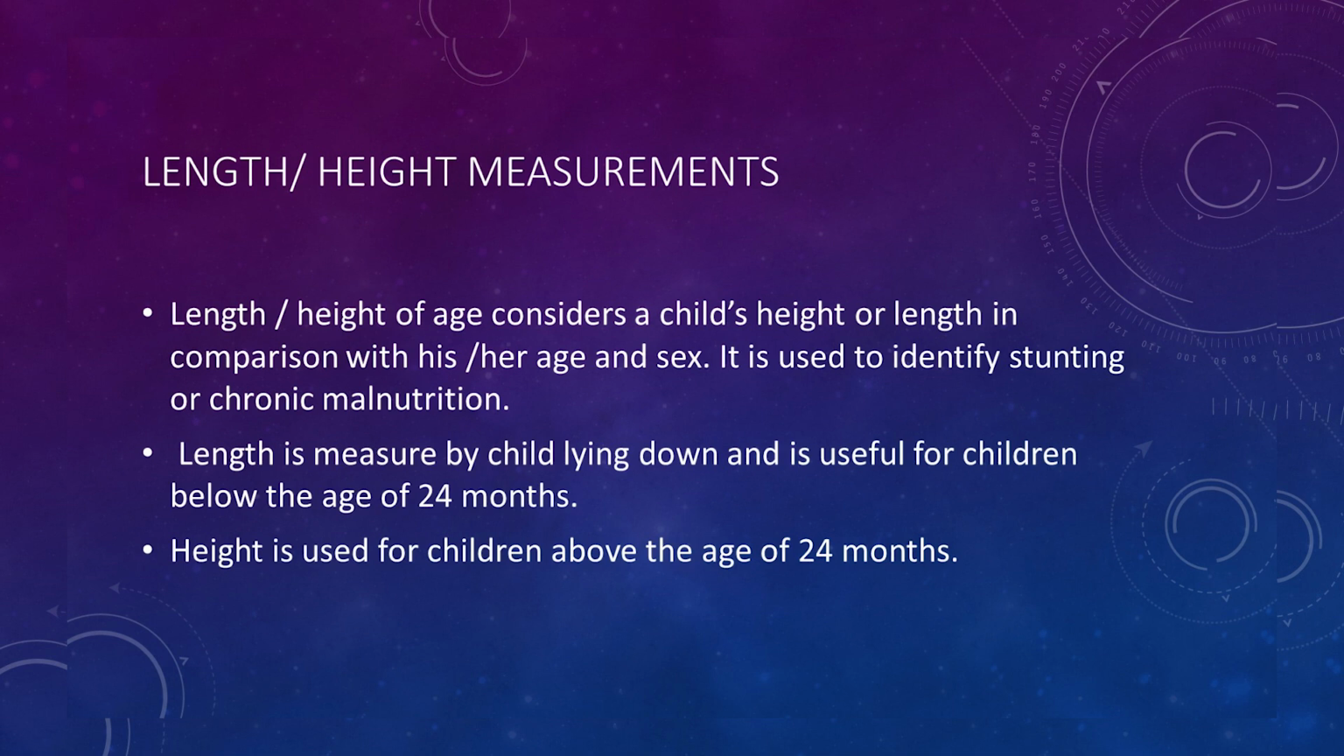Length is measured with the child lying down and is useful for children below the age of 24 months. So for a child less than 2 years we measure it in a lying position, or recumbent position. The height is used for children above the age of 24 months. So height is measured with an instrument in a standing position. When the child is more than 2 years old we measure height, and length is measured by lying down, in a recumbent position.